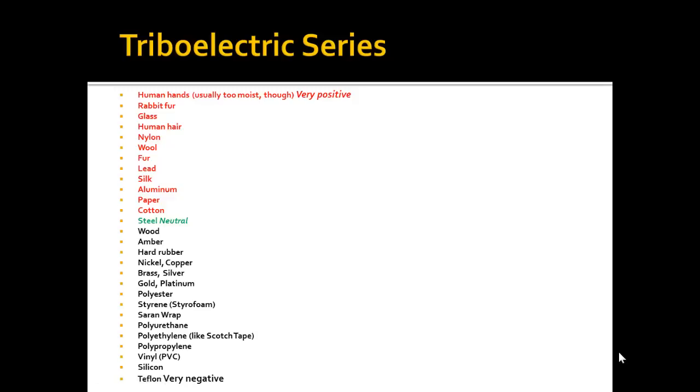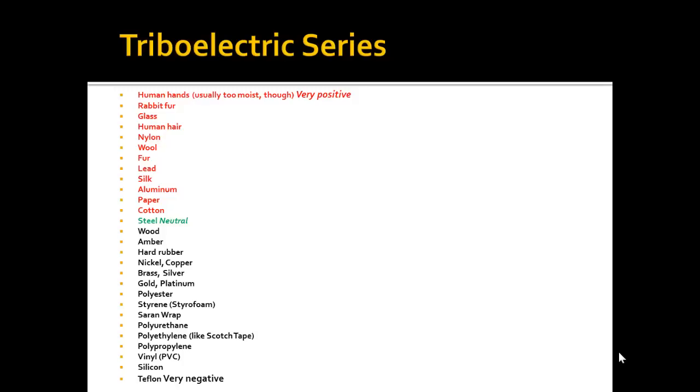This list is called the Triboelectric Series. If you read down through this list, human hands, usually too moist though, are very positive, down towards the middle, steel, which is neutral, and down towards the bottom, Teflon, which is very negative. So through the years of experimentation, this list was put together and the order verified. Some objects, when rubbed together, display a very strong force, while others are very weak. As objects of different composition were experimented with, this list evolved. Today this list is as you see it here on the screen.